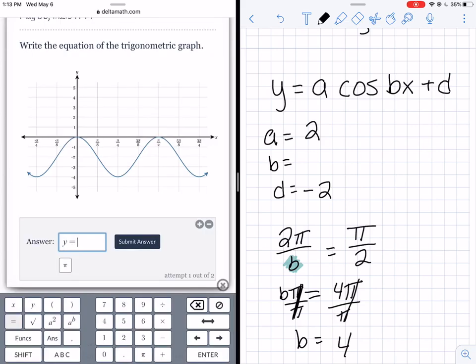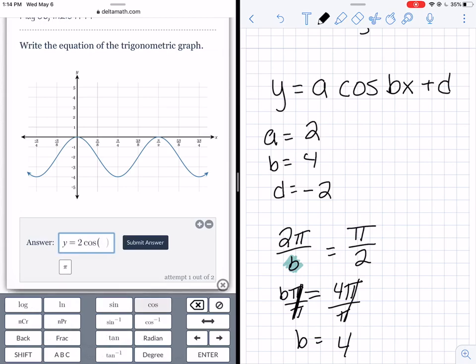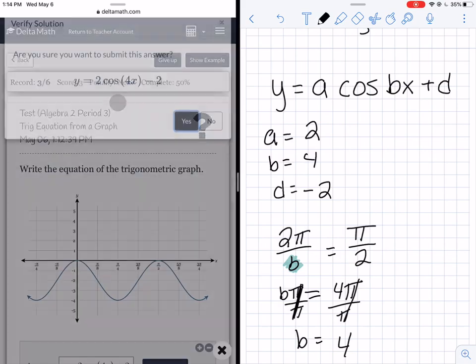Again, it's an equation, so please make sure it's y equals. My amplitude is 4. Nope, sorry, my amplitude is 2. Then cosine. My B value is 4. That goes with my X. And just arrow over to do your shift. And this is going down 2. You could submit your answer.